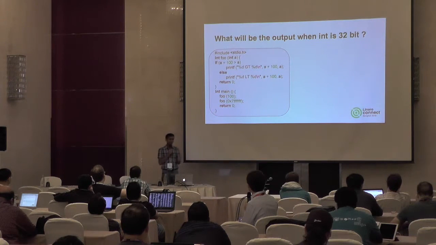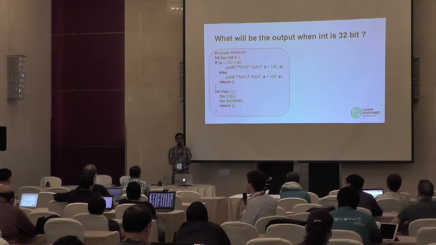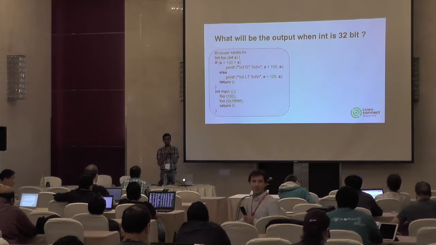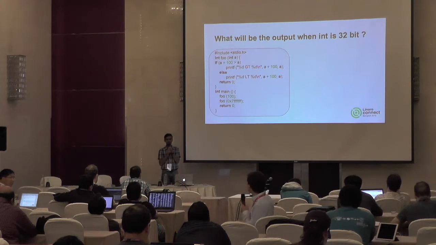And we are invoking this function foo with two values. The first one is 100, a small number which wouldn't overflow. The second one is the integer max, which of course would overflow. So who has an answer to this question? You have about 30 seconds.